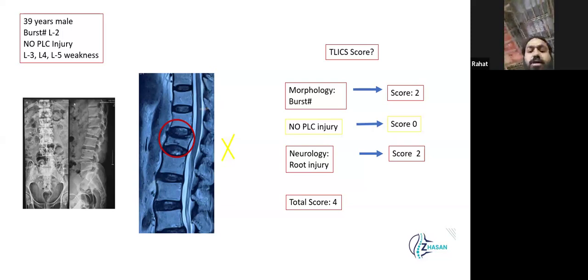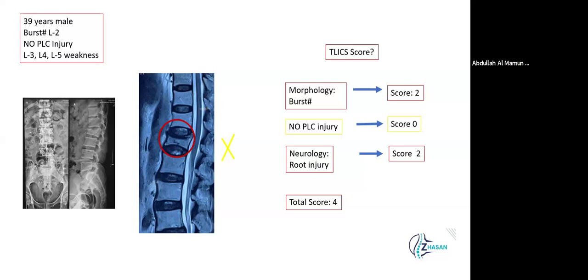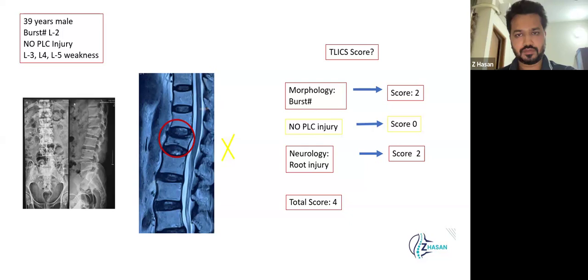Number one is a high demand patient. It is poor, actually, if he can easily be treated conservatively. But if he is a high demand patient, you want him to go back to his normal life early. In that case, you should fix it.